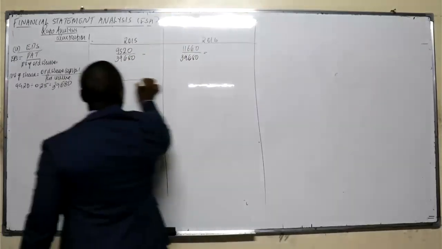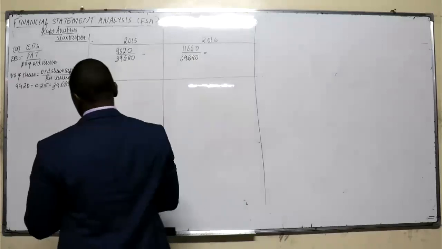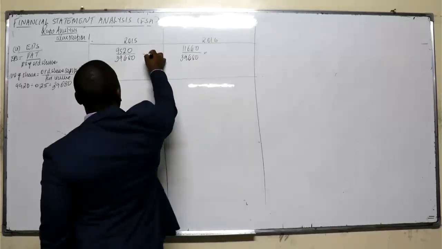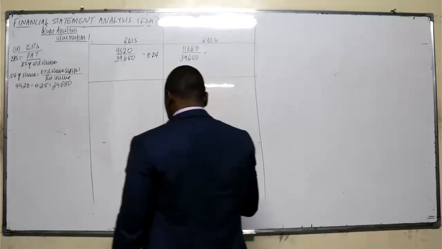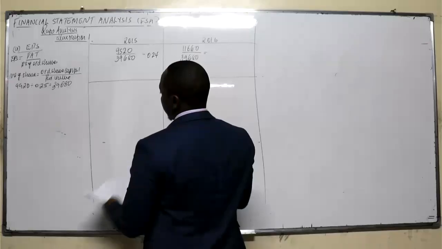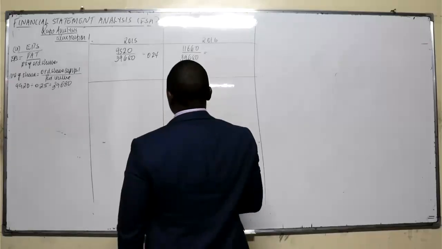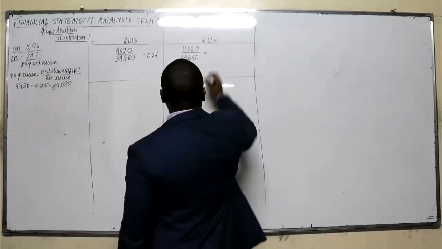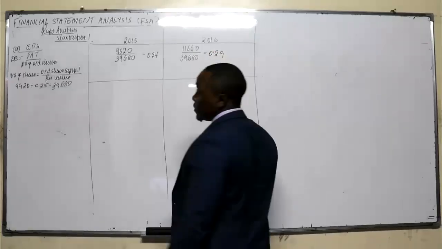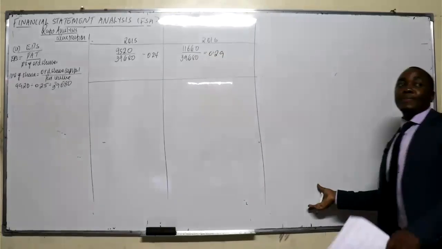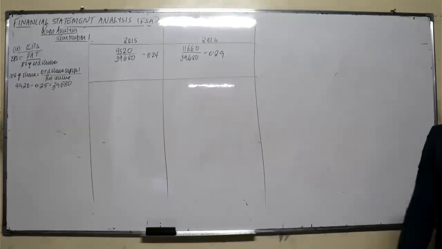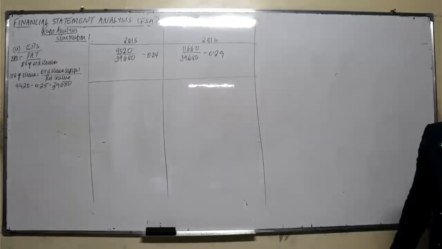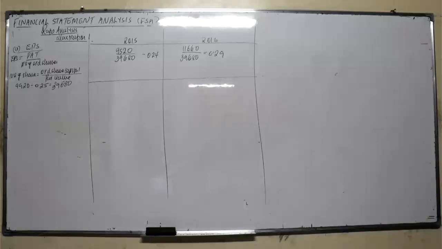So therefore, you divide by the number of ordinary shares, that 9680. What do you get? 2015 into 2 decimal places, 0.2416. And for 2016, 0.29. So what has happened? If you are told to comment, what can you comment?